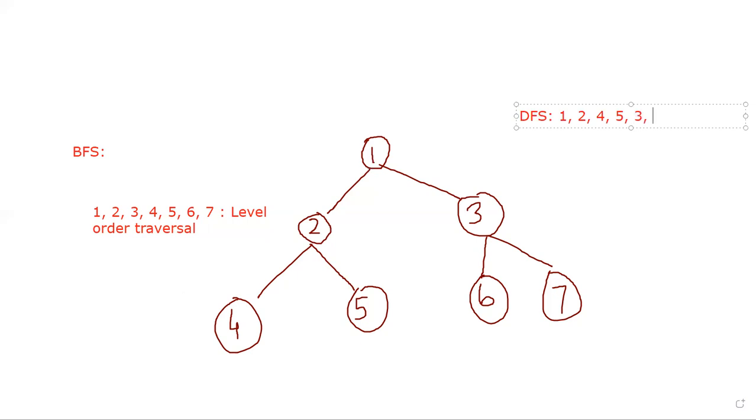So you will come to 3. Explore 3, you will come to 6. Explore 6, nothing is there. Come back to 3, then complete the exploration of 3. Then you will come to 7. Explore 7, nothing is there. Come back to 3, come back to 1. Likewise, you have explored everything. So this is the pre-order traversal of a tree. DFS is nothing but pre-order traversal of a tree, and BFS is nothing but level order traversal of a tree.